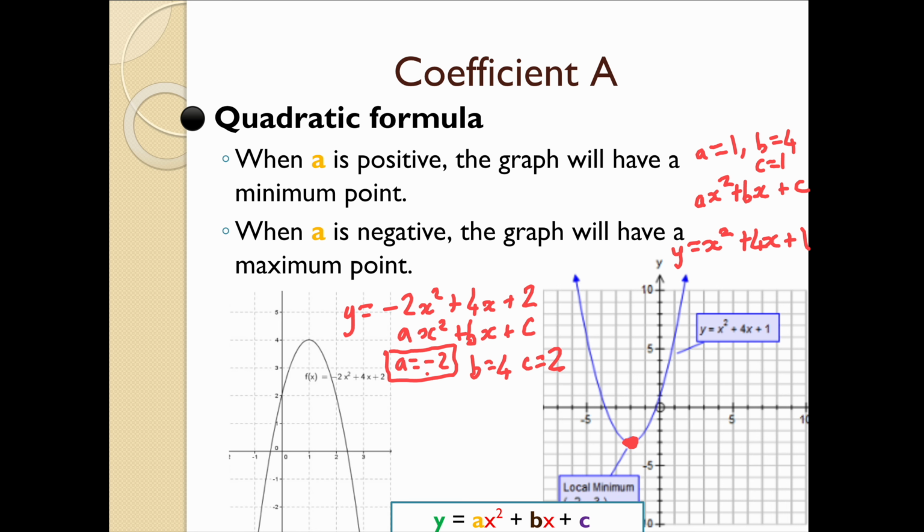So because it's a negative number, I know that it has a maximum point. As you can see here, this graph has a maximum point, and that happens when a is negative. And in this one, we had a being positive 1. So we notice that once a is positive, we have a minimum point.